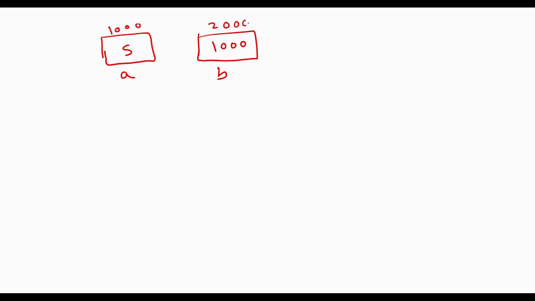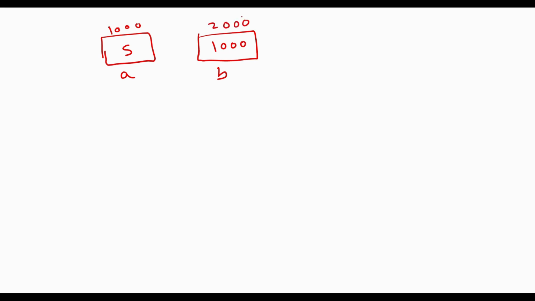Let's take a variable. Suppose I make a box here. There are two boxes. This is the A variable and this is the B variable. The A variable contains the value 5 and, suppose, is at address 1000, and the B variable has the value 1000 and is at address 2000.